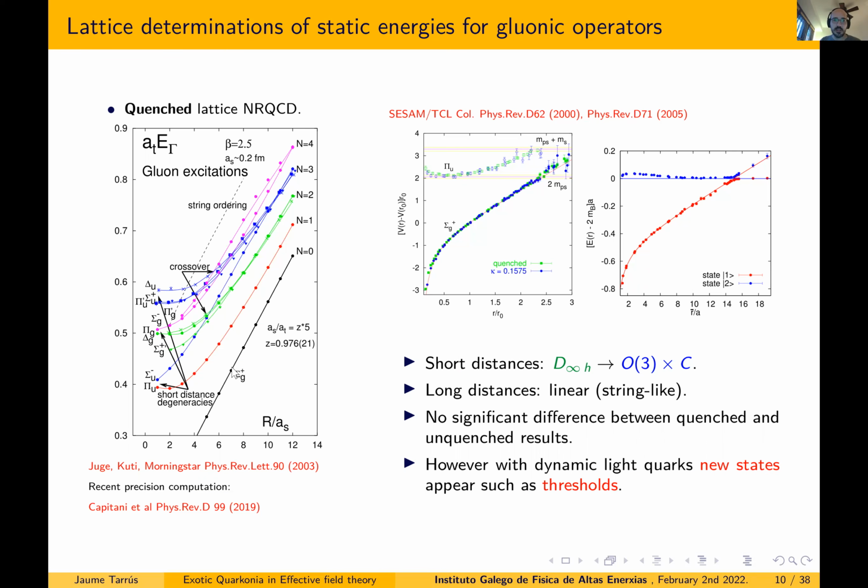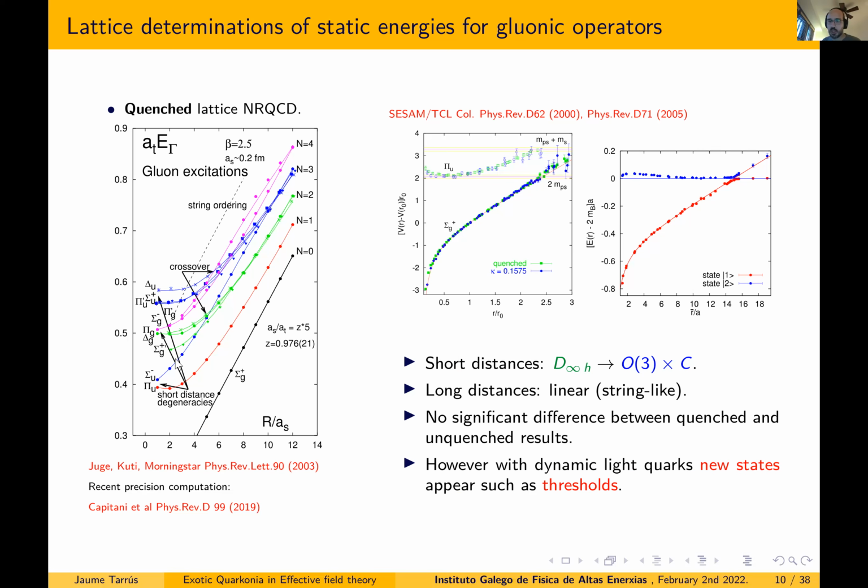At long distances, all the static energies become linear, and this can be understood as the formation of a flux tube, which can be described with an effective string theory. And then the different energy levels would correspond to different excitations of a quantum string. And in fact, this gives a very good prediction for the separations of these static energies. Of course, this is all done in quenched lattice QCD. This means that these excitations here correspond to purely gluonic excitations. So the exotic states supported by these static energies would correspond to the hybrid quarkonium picture.